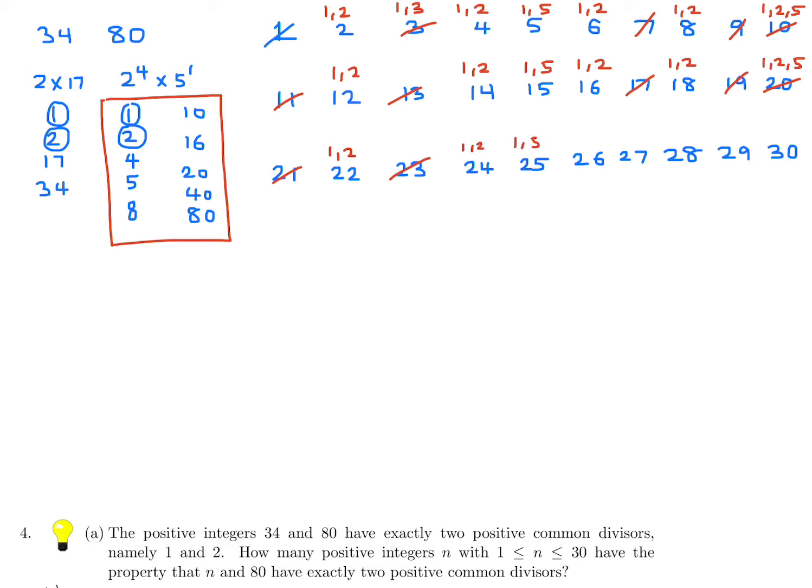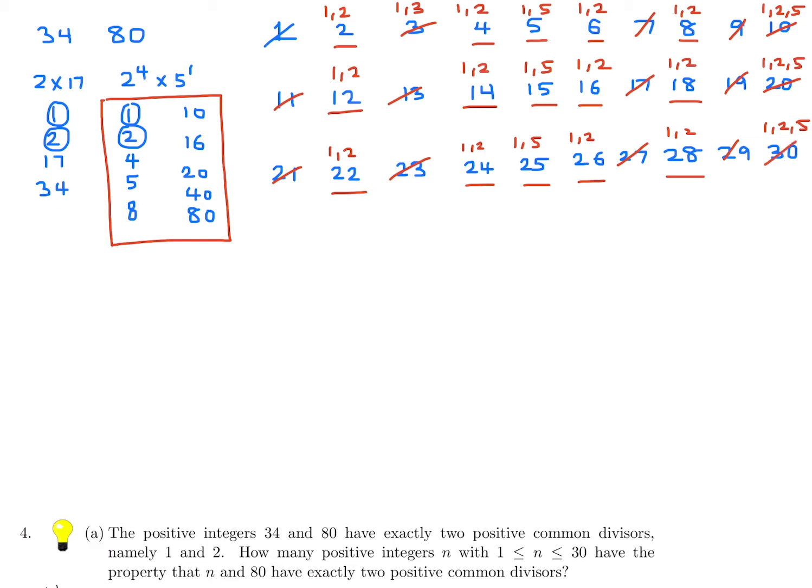1 and 5. 1 and 2. 27 has 3s, so that's no good. 28 is 1 and 2. 29 is a prime. And this is, again, a 1, 2, 5 situation. Okay, so our candidates are 2, 4, 5, 6, 8, 12, 14, 15, 16, 18, 22, 24, 25, 26, 29. And I had to cross out that 30.